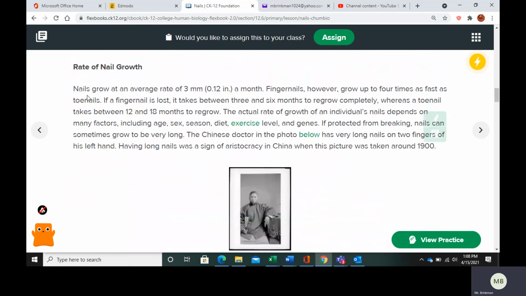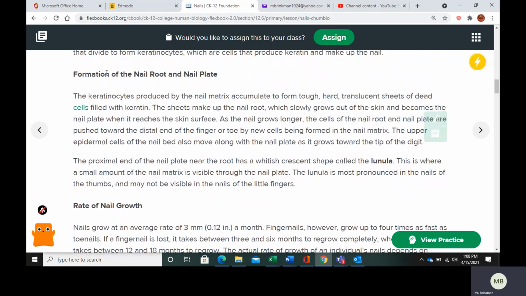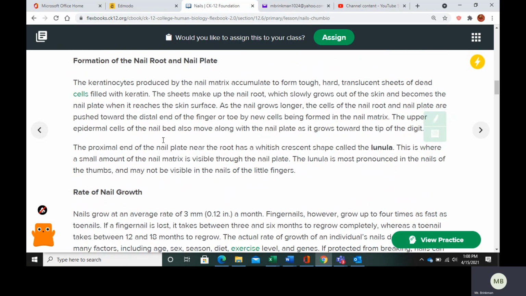The nail, lost my place there just for a minute. I skipped over a part. This you can read on your own.